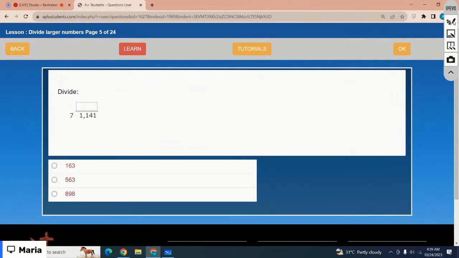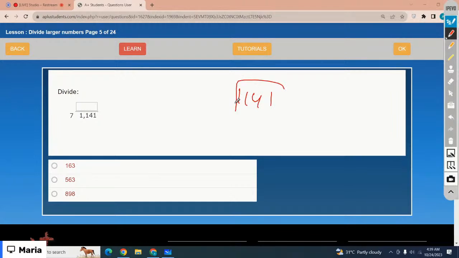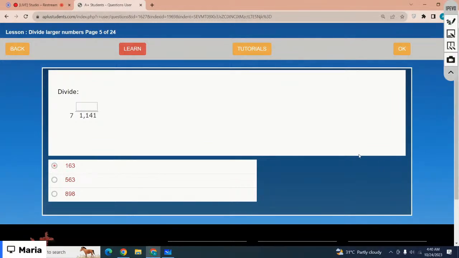Okay, the next one is 1141 divided by 7. So 7 times 1 is 7, right? 11 take away 7 is 4. Bring the next digit down. 7 times 6 is 42. Then again you have to bring the 1 down. 7 times what number is 21? Very good. 7 times 3 is 21. So the correct option is 163, right? Okay, you can complete the lesson by yourself later today.